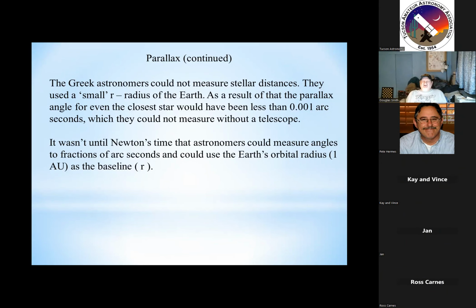Parallax measurements didn't start becoming useful until the time of Isaac Newton. At that point, astronomers had telescopes, and they knew the orbital radius fairly accurately. And so they were able to start using the orbital radius as the baseline for their parallax measurements, and they were able to measure angles down to fractions of arc seconds. And so at that point, they were able to start measuring distance to close stars.